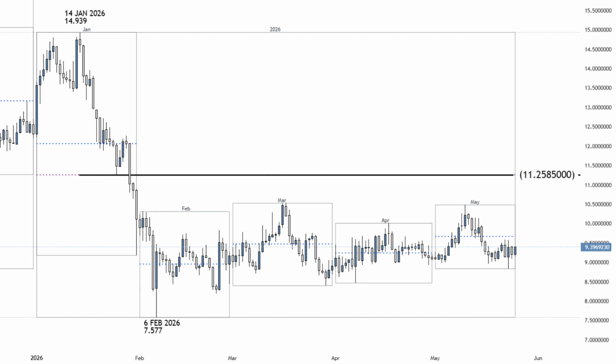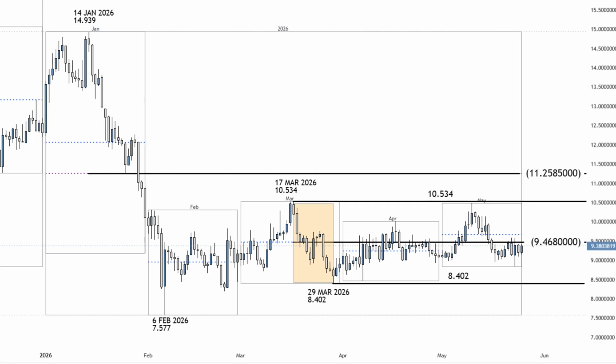Now that we have some structure and context in place, we can begin focusing more closely on the swing structure itself. From the February low, the highest point Avalanche managed to reach was the 17th March high at 10.534. Then, after that rally failed, the market rotated lower and formed a structural swing low on 29th March at 8.402. And this becomes important because that March range has effectively controlled almost all Avalanche price action for nearly 2 months now. In other words, March created the dominant operating range for the market. And once we understand that, we can begin boxing in the market structure more effectively.